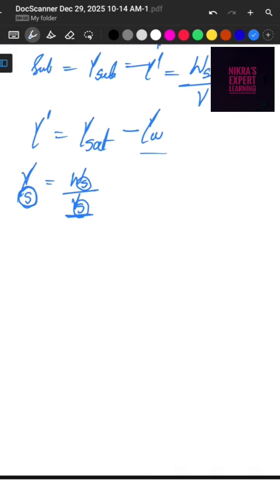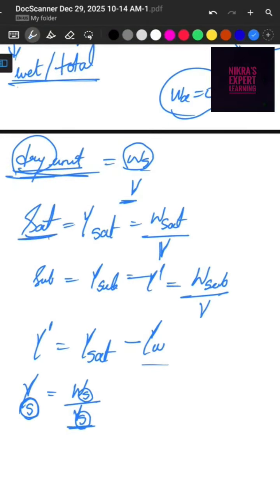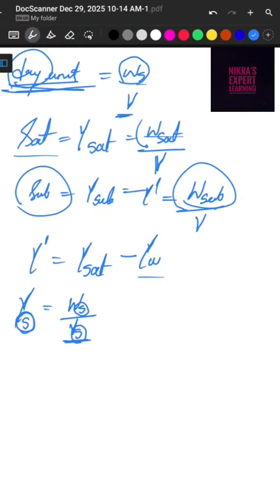Okay, so here we have studied first the bulk unit weight. Bulk is also called wet or total, and next we have studied dry unit weight, and then we have studied saturated. For saturated it is saturated weight. For submerged it is submerged weight. So in some questions, in short forms, they'll be asking what is the saturated weight of the soil if the submerged unit weight is this much.